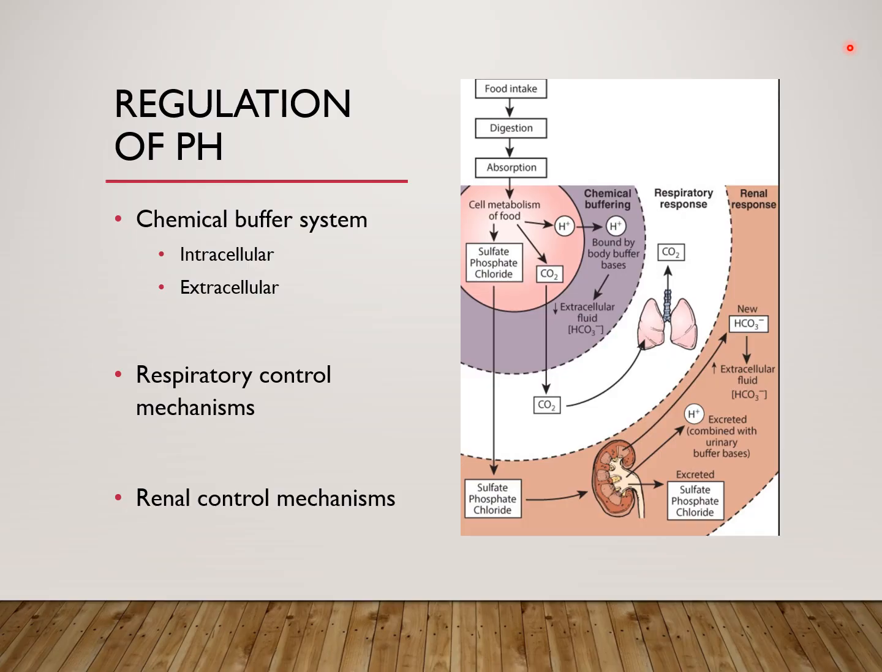So these are things like sulfates, phosphates, and chlorides that are intracellular and can buffer things like H+ or CO2. That's what we see inside the cells. We also see extracellular fluid buffers like bicarbonate that floats around in the extracellular space and can bind H+ ions to help immediately buffer in the ECF.